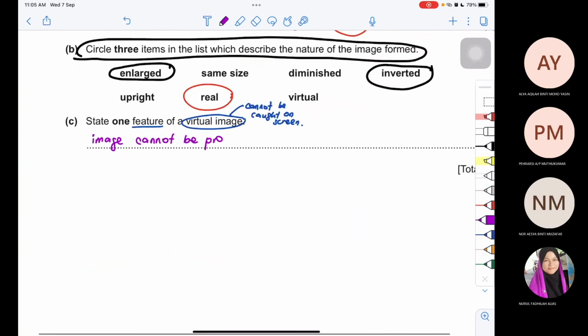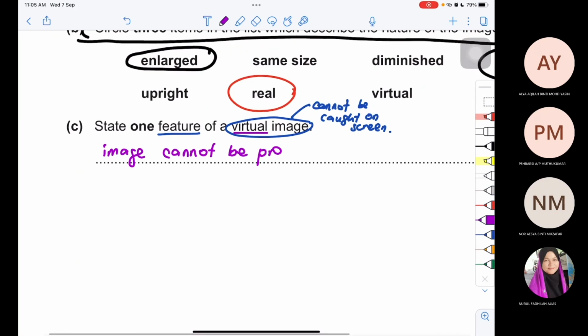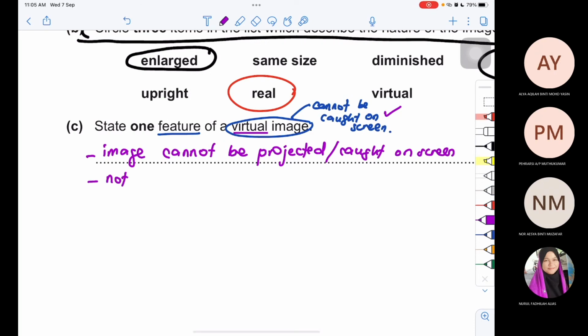Sorry saya silap. So soalan ni nak terbalik, dia nak virtual pula. So jawapan dia lah image cannot be projected, cannot be caught on screen. Jadi boleh lah yang ni sebagai jawapan. Ataupun ada tak jawapan lain? What is the meaning of virtual image? Not an intersection of rays. Yang ni maksudnya faham tak ni?